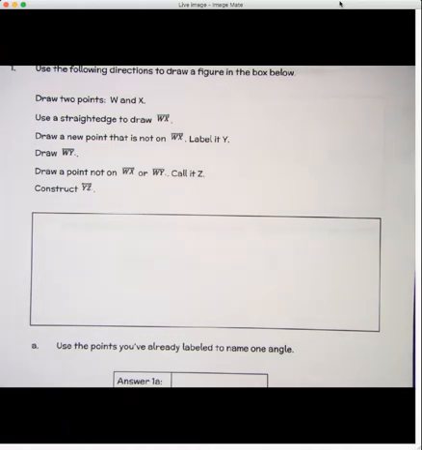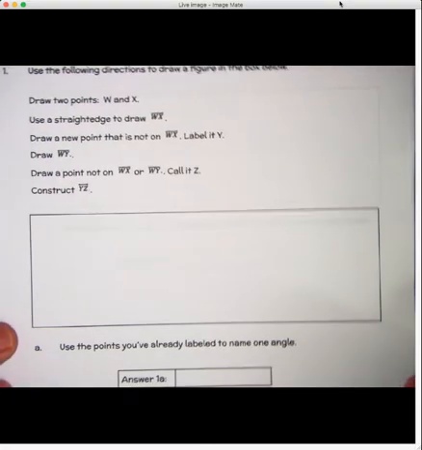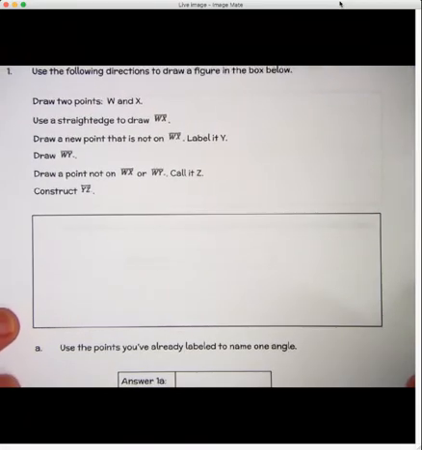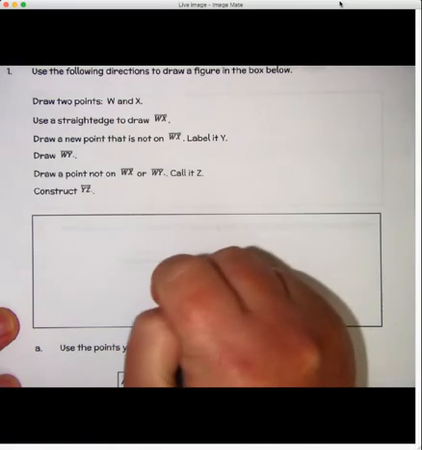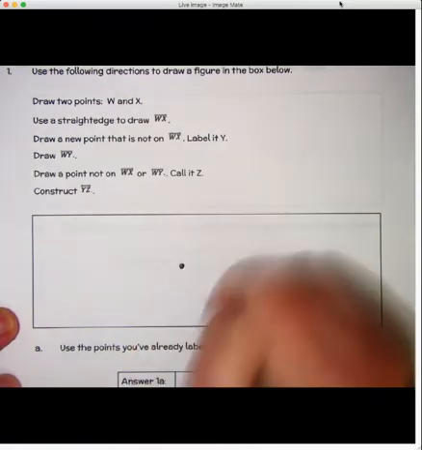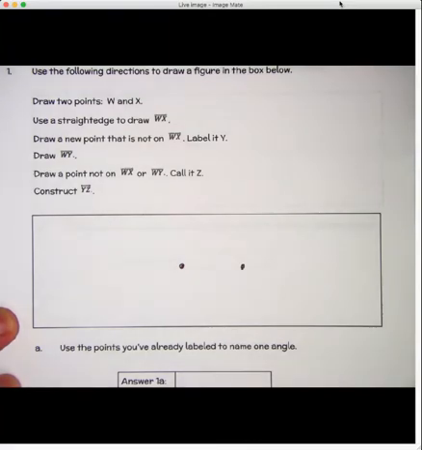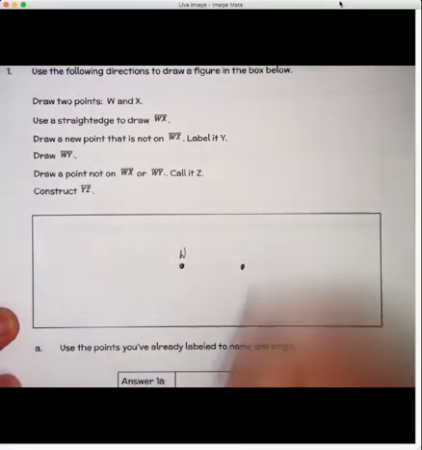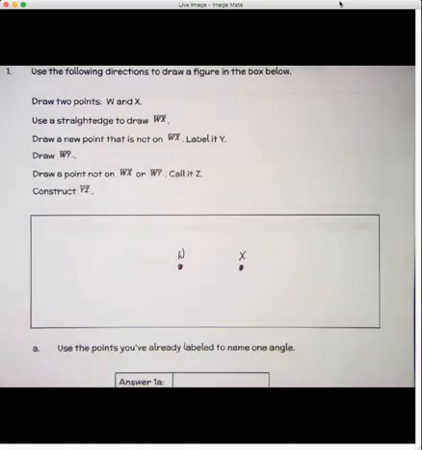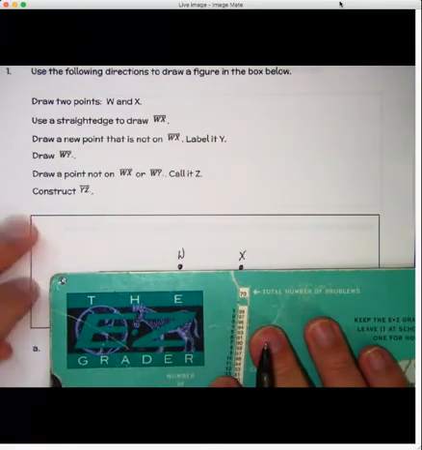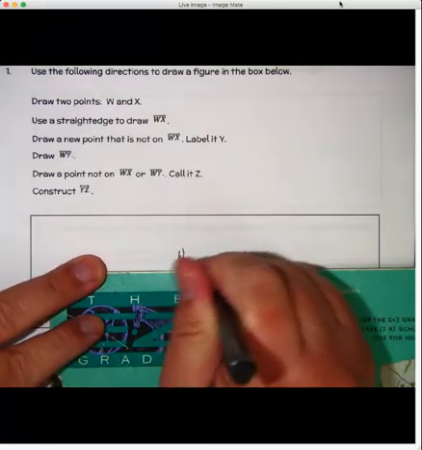So let's get started. And the first thing it says is draw 2 points. Well, the point is just like a dot, okay? And we're going to name these points W and X. So we'll just do it right here in the center. There's 1 point, and there is another point. We'll call this guy W, and we'll call this guy X. There we go. Then it says use a straight edge to draw line segment WX. Okay, so let's draw line segment WX. We're going to draw a line from the 1 point to the other.